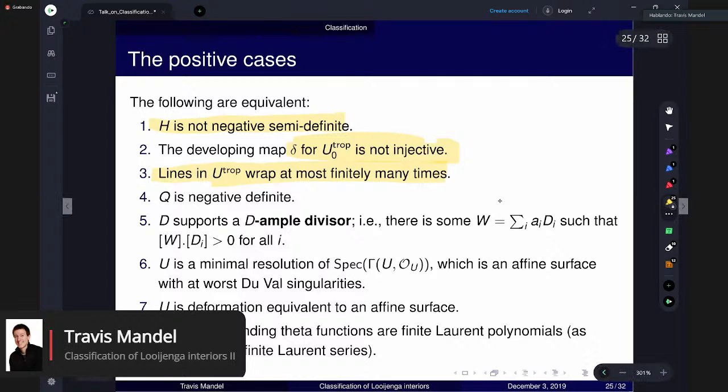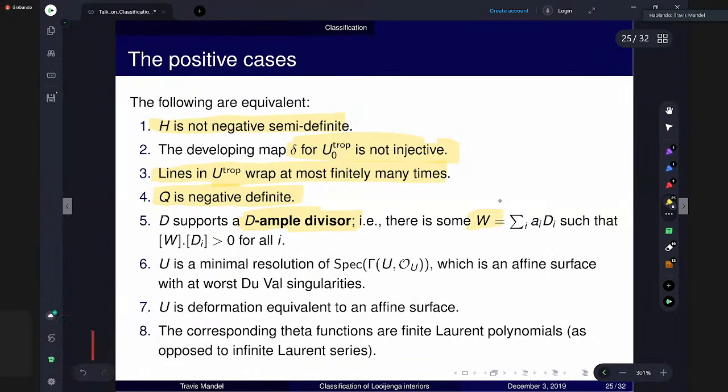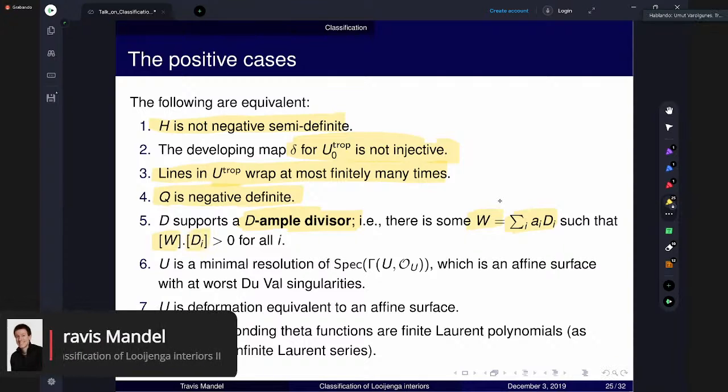The form Q has to be negative definite. The other cases were ruled out on the previous slides. The boundary D supports a D-ample divisor. So by that, I mean a divisor W given by a sum of these D_i, with integer coefficients a_i, such that the intersection of W with any boundary divisor D_i is positive. So remember, if your intersection with every divisor is positive, that's enough to be ample. Here I'm just assuming positivity with every boundary divisor.